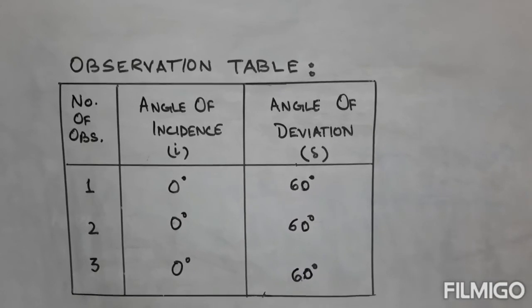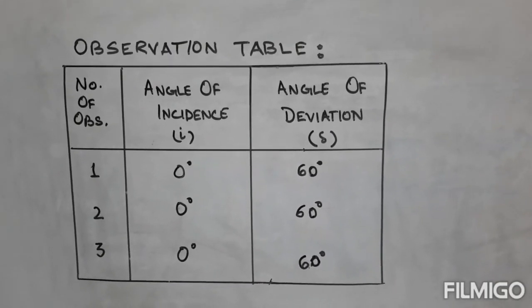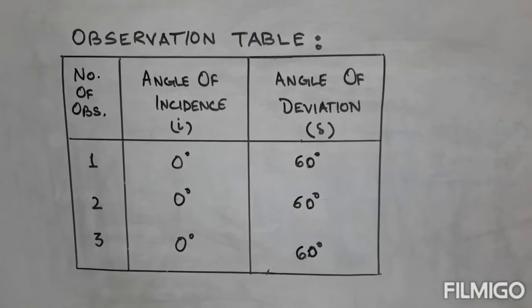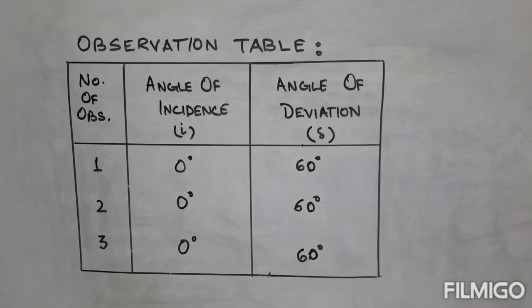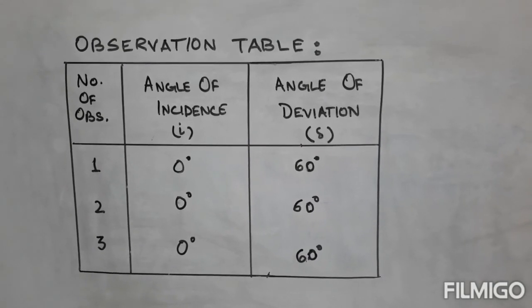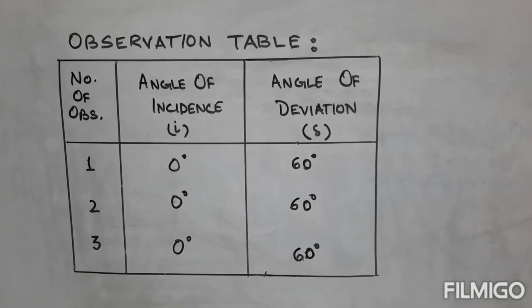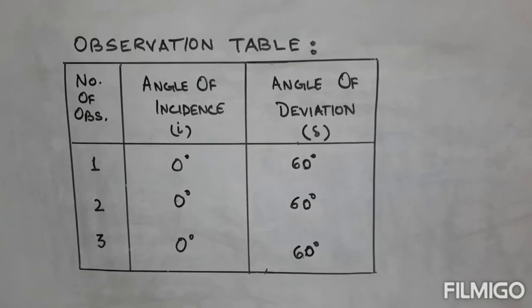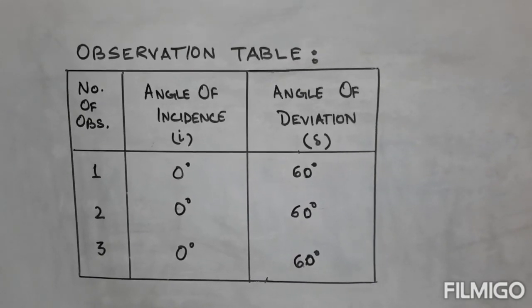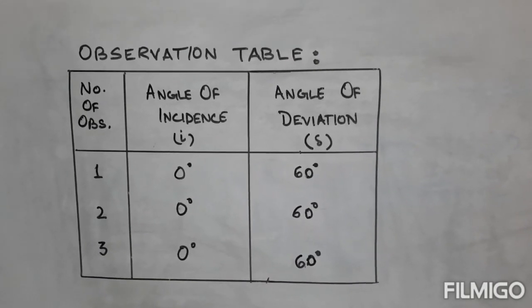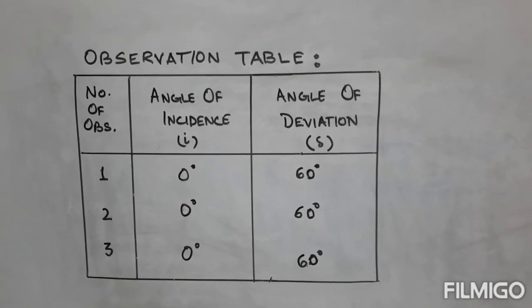When we write all the data in the observation table, we get angle of incidence 0 degree. That means it is normal to the surface of the equilateral prism, and the angle of deviation is 60 degree in each of the cases. This shows that if a ray is normal to the surface of an equilateral prism, then the angle of deviation will be 60 degree.